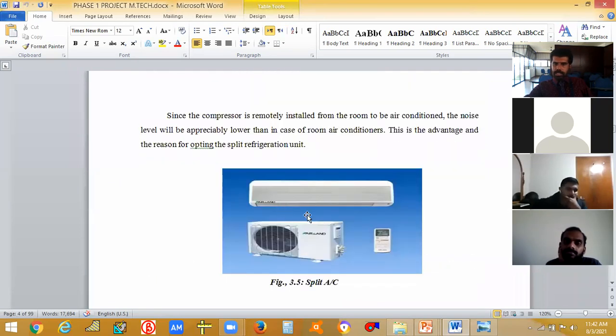Next, we have split AC. This is normally what we have seen, right? In our rooms, also in our house, there are splits. This is the indoor unit. This is the outdoor unit. This is the remote. This is the evaporator side, and this is the condenser side. So you can see here, this is the fan. So now we came to know that this is an air-cooled condenser.